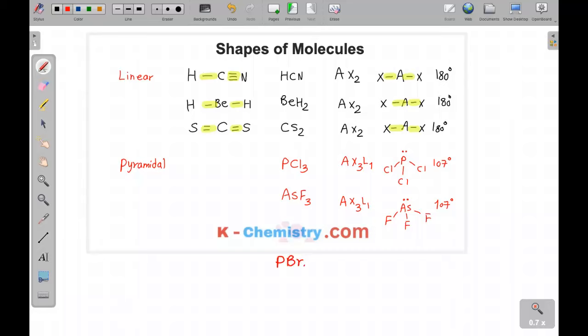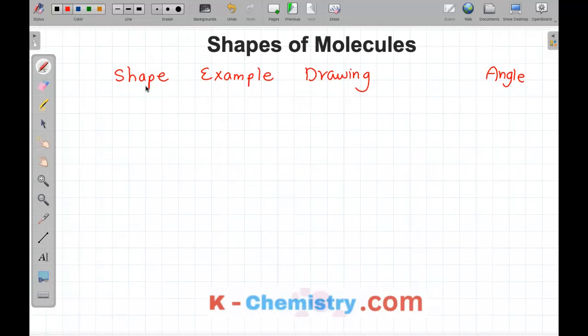Phosphorus tribromide is going to be the same. Again, phosphorus. Again, 5 electrons. Again, only 3 used in bond pairs and 2 are lone pairs. Whenever you have one central atom, 3 atoms around it and one lone pair, this is pyramidal and the angle is always 107 degrees.